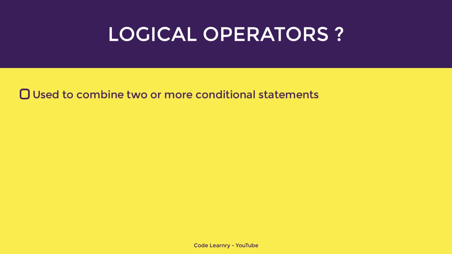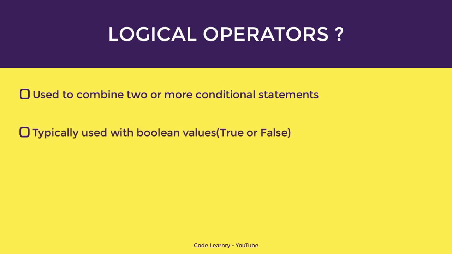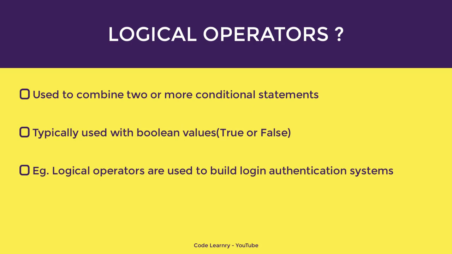So logical operators are used to combine two or more conditional statements, and they are typically used with Boolean values. So for example, let's say you wanted to implement a web application's login system. That would be when the AND and also the OR logical operators would come in handy, because you might want to check if the usernames and/or passwords are correct before they are allowed to log into the application.